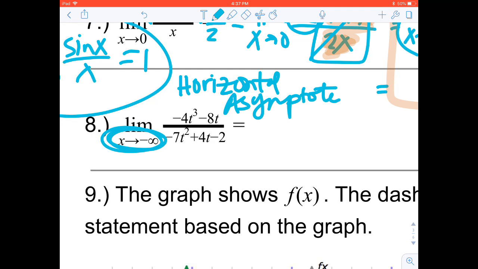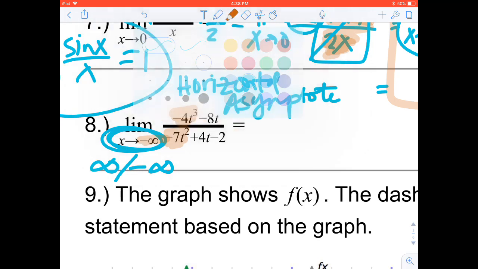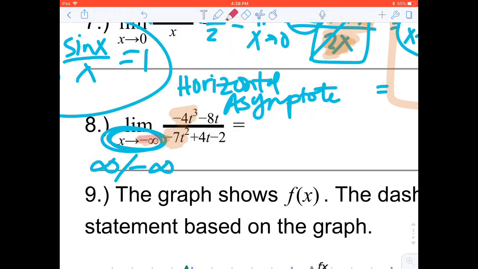And we need our rules. So whenever this is infinity, we need to think top heavy, bottom heavy, or same degree. And so we see here, this is a third degree on the top, second degree at the bottom. So this is a top heavy function. If it's top heavy, we know our answer is going to be either positive infinity or negative infinity. So the way to check that, we look at, first of all, is it positive or negative infinity? In this case, it's negative infinity.